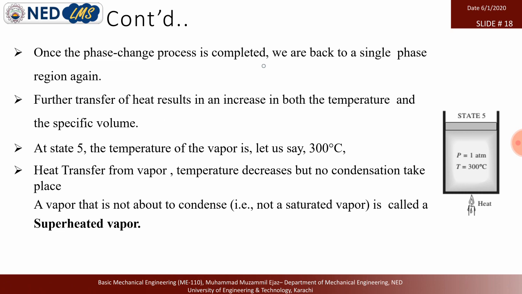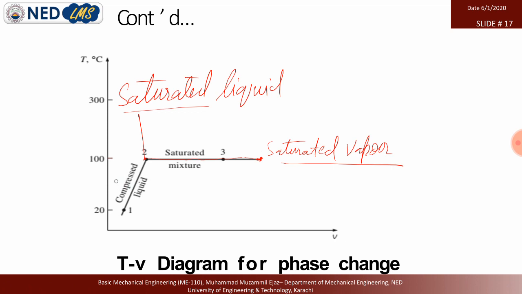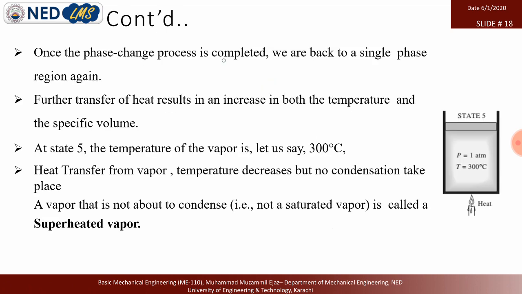Once the phase change process is completed, we are back to a single phase region again. In this portion, it is a single phase compressed liquid. In the middle it is a mixture of liquid and vapor, and at this point the whole liquid converts into gas, or saturated vapor. So again we come into the single phase region. Further heat transfer results in an increase in both temperature and specific volume. At state 5, the temperature of the vapor is, let's say, 300 degrees centigrade. Heat transfer from the vapor decreases the temperature but no condensation takes place. A vapor that is not about to condense, not saturated vapor, is called superheated vapor.